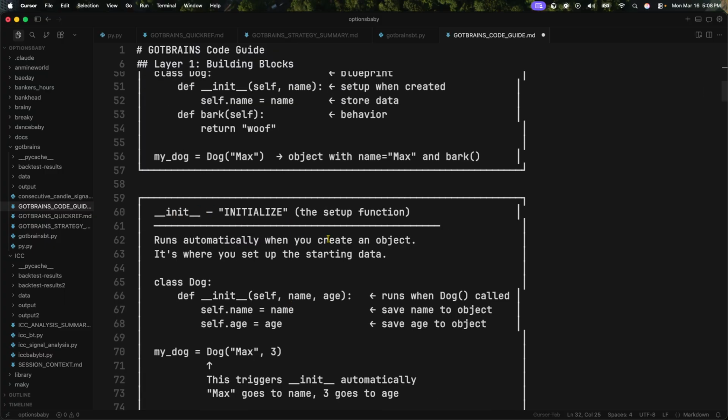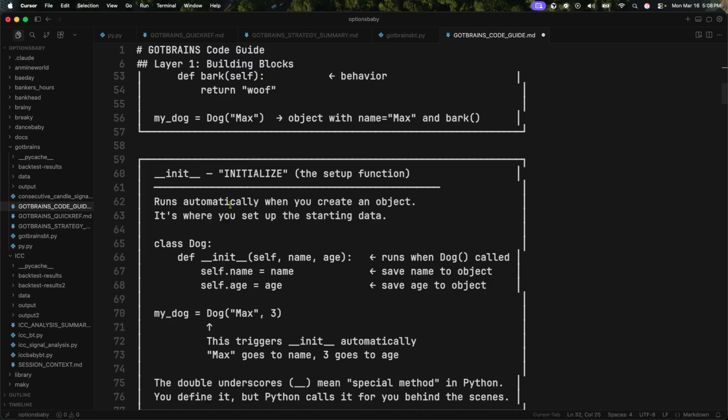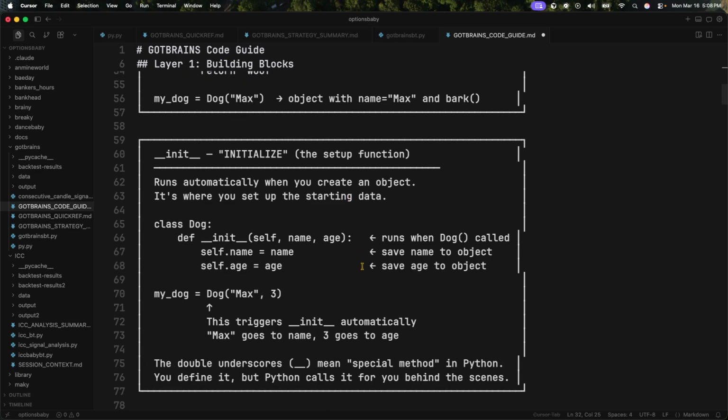Init is going to be initialized. That sets up the function, so it runs automatically when you create an object. It is where you set up the starting data. So def is going to be the start of our function. Init is going to be initialized. We're going to initialize the self.